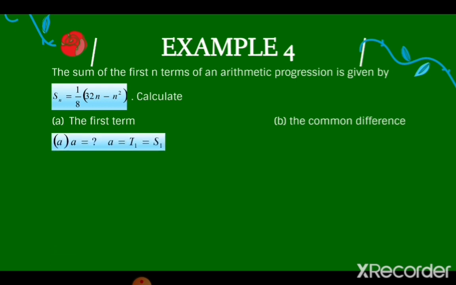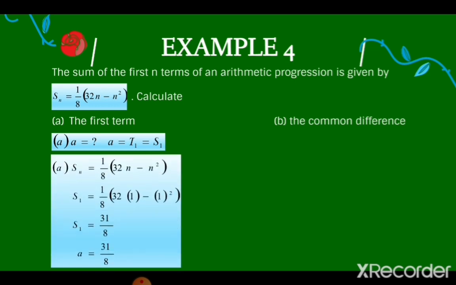So, we need to find the first term. Of course, the first term is equal to T1 and is also equal to S1, right? So when we talk about S1, the n must be equal to 1. We just need to substitute the value of n with 1 in the formula given. So we will have S1 is 31 over 8, or we can say our first term, a, is equal to 31 over 8. As simple as that.